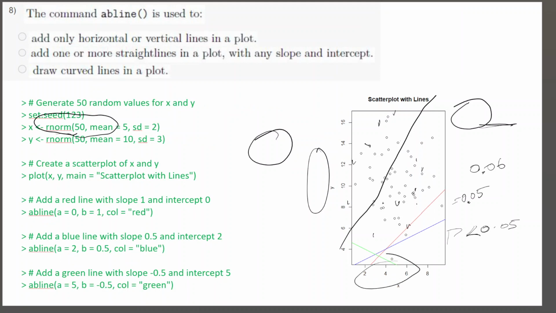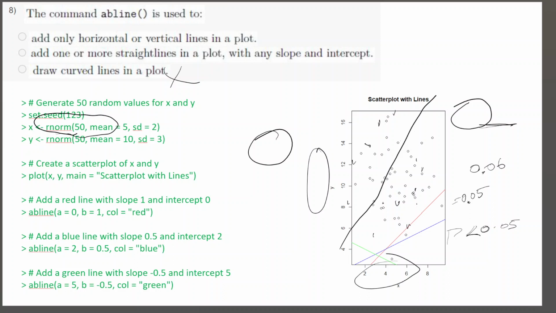Moving on to the eighth question. The command abline is used to: add only horizontal or vertical lines in a plot; add one or more straight lines in a plot with slope and intercept; or draw curved lines in the plot. The abline has nothing to do with curved lines. We use regression for those things, but we don't use abline for this purpose. So it is either the first option or the second option.